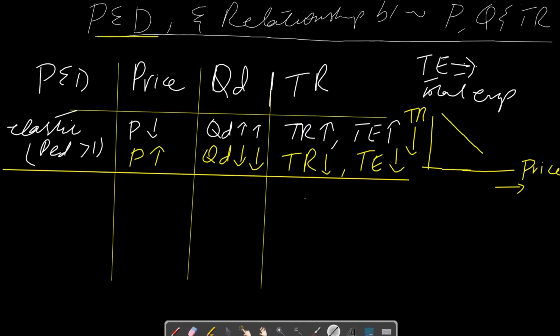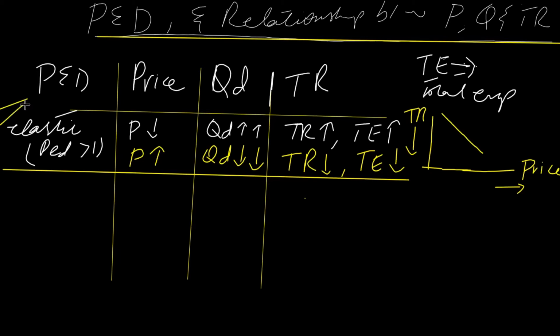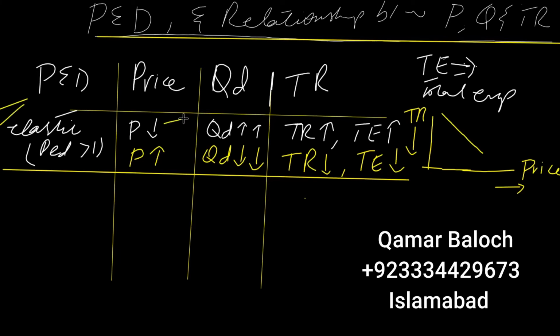Relationship between price elasticity of demand, price, quantity demand, total revenue, and total expenditure. When price elasticity of demand is elastic, a little fall in price will lead to a greater rise in quantity demand. So total revenue of sellers and total expenditure of consumers will rise. And if we increase price, a little rise in price will lead to a greater fall in quantity demand. So total revenue of sellers will fall and total expenditure of buyers will also fall.